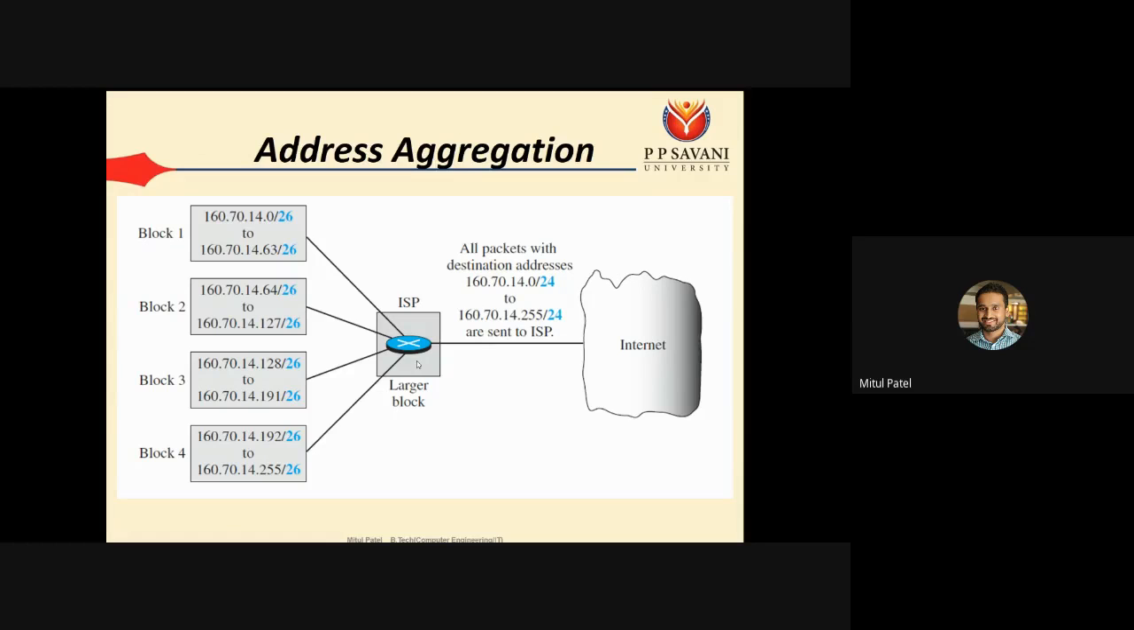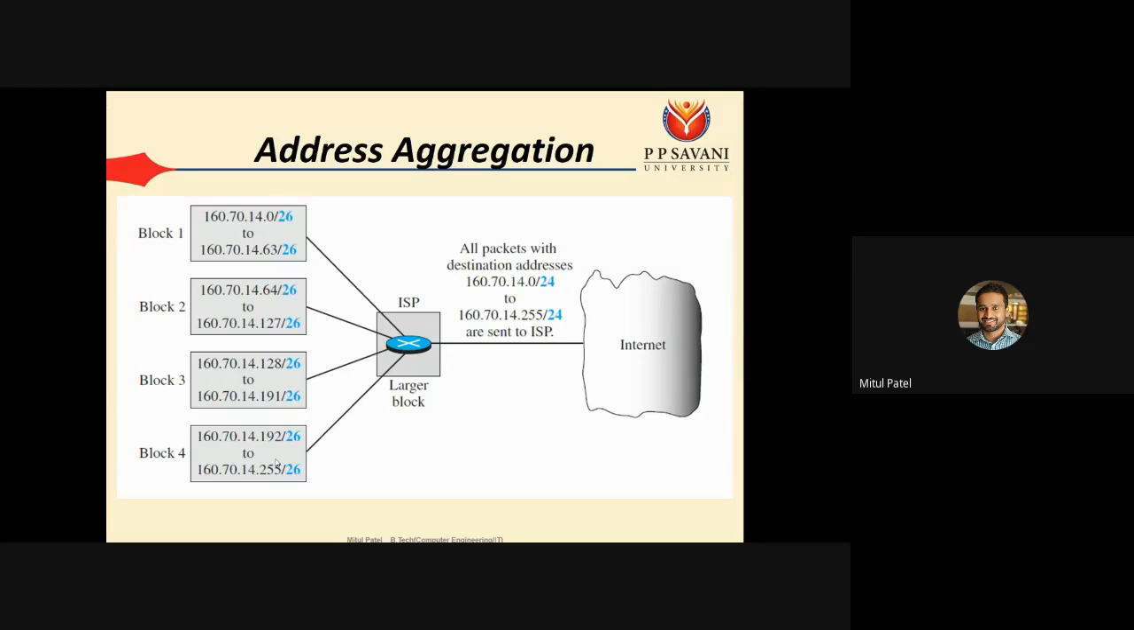What is the meaning of address aggregation? Somehow we can say that the ISP can combine various blocks to create one larger block. Here we have 4 subblocks in which the mask is 26, so in one block we have 64 addresses, in the second 64, third 64, fourth 64. Now one organization has a requirement of a total of 256 addresses.